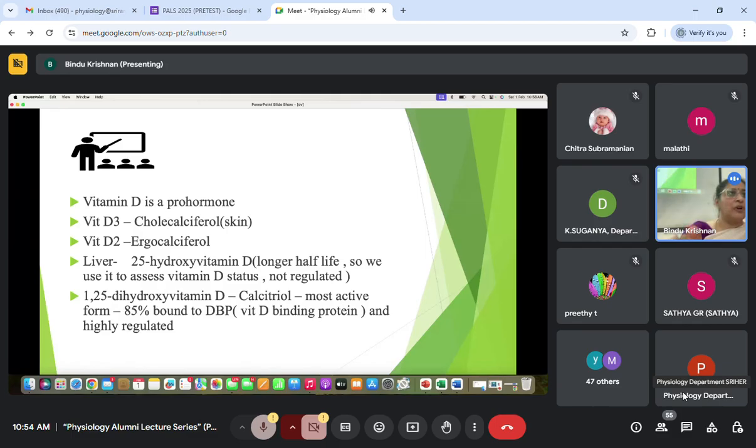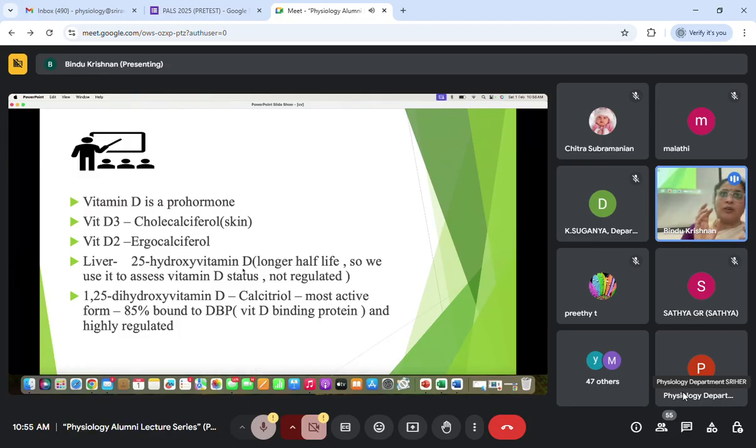This I put because it is better to remember these names correctly. Vitamin D is a prohormone. D3 is cholecalciferol, mostly formed in the skin. D2 is ergocalciferol, which you get from plants. And D2 and D3 in the liver undergo first hydroxylation to 25-hydroxy vitamin D.